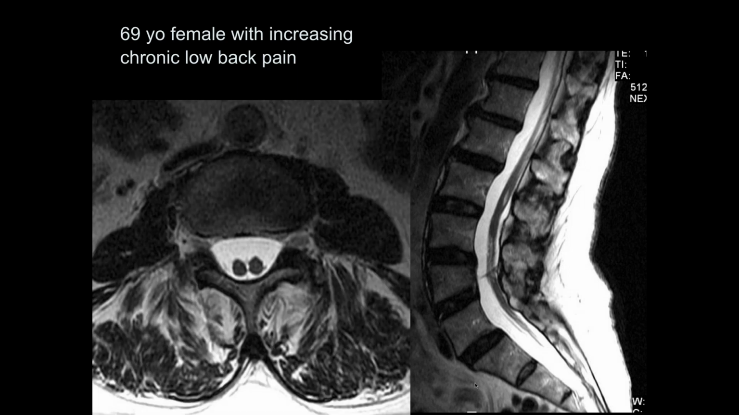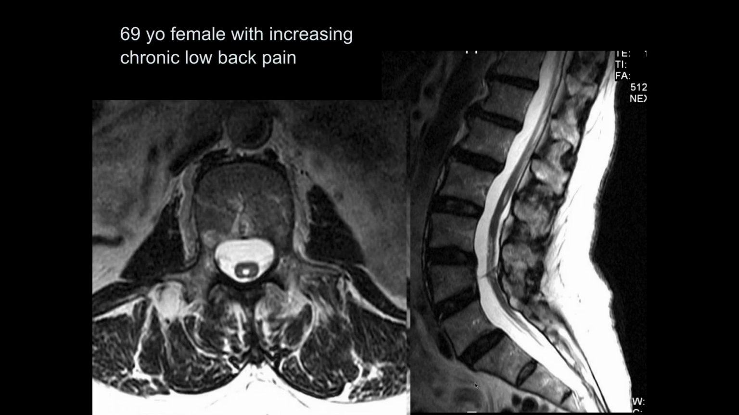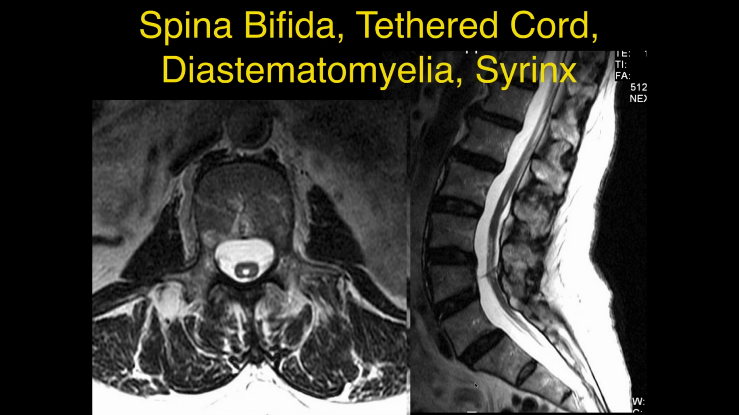We have that, the old snake eyes. And then we have this. I forget what this is called. Diastematomyelia or something. This patient has spina bifida, tethered cord, and diastematomyelia. Now with the syrinx.